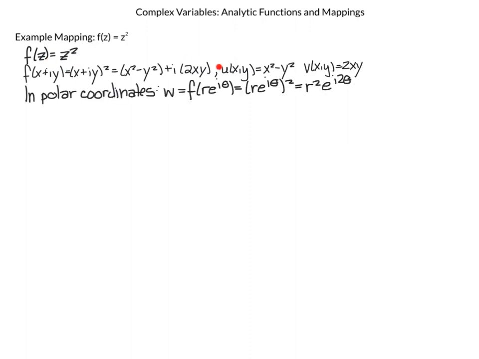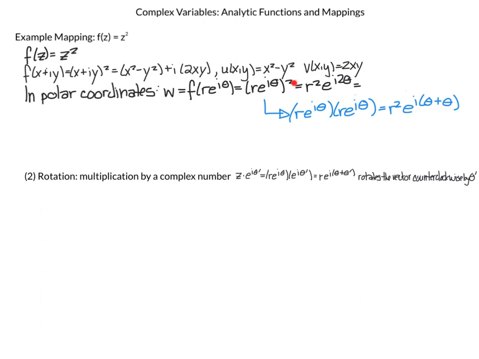But before we use this to do an analysis, I want to do a different type of analysis where we have the polar coordinates, w equals f, and now we express z as r e to the i theta. Plugging into our function, that's r e to the i theta squared, which is equal to r squared e to the i 2 theta. I'll expand this step out just to remind you how I get from here to here.